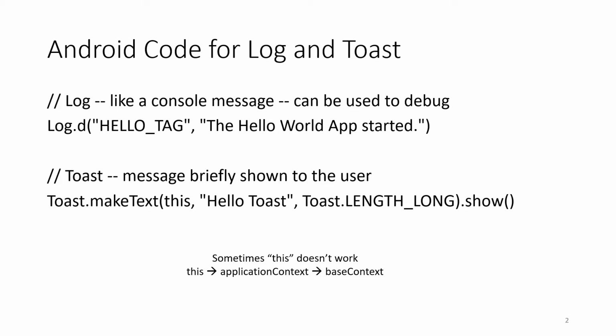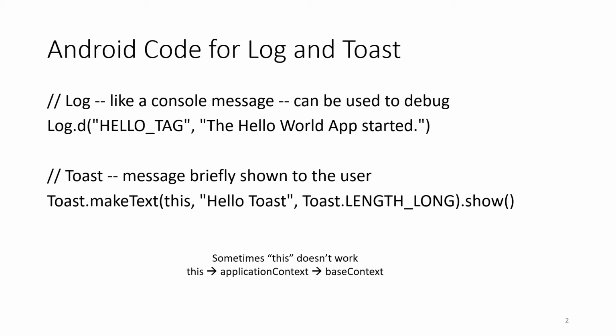Underneath that, we are seeing the toast. So it starts with toast, capital T, and then we are using a make text method, which has three arguments. The first is a context, and we can usually use just the word this, meaning the context of the current application, and then some message which we want to toast. So we're keeping it simple here, just saying hello toast, but it often might be some error message for the user or a variable value so far, what have you.